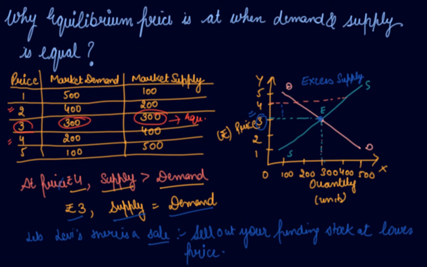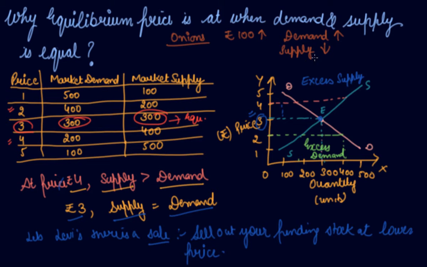Now let's say you want it at rupees 2. See, in this case your demand is greater than your supply, which means you have excess of demand. There is no supply. Let's take the example of onions, right? What happened a few years ago? Your price of onion reached rupees 100. Why was that so? The demand was high, right? Supply was less. This was the reason it reached rupees 100.